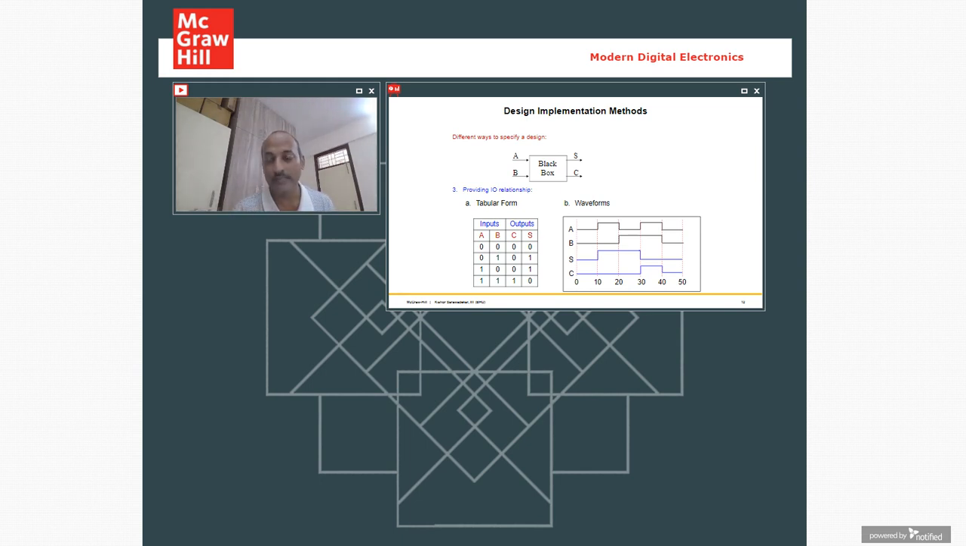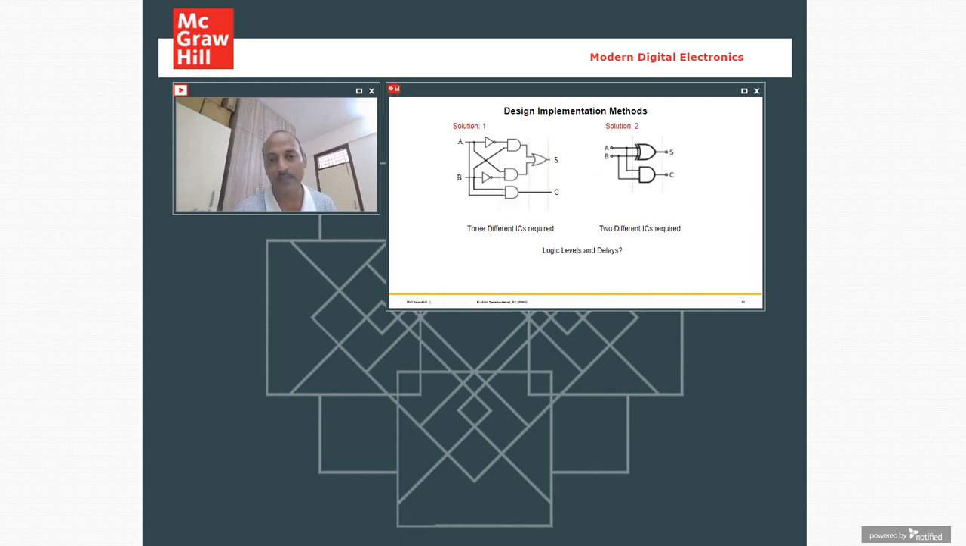At the end of the course, I am hoping that you are going to be a digital design engineer, and given this kind of information, you should be able to design the black box. That is how this book is prepared, and I'm trying to make you a digital design engineer. Now let us see what happens further.